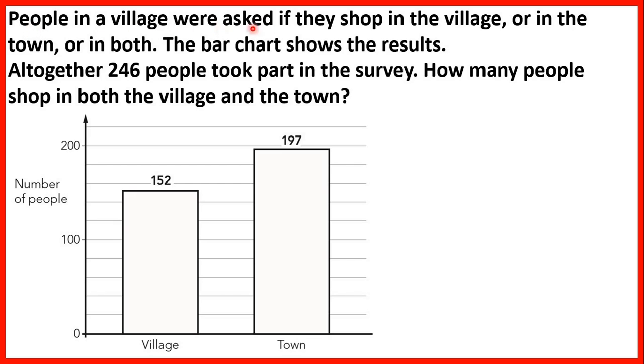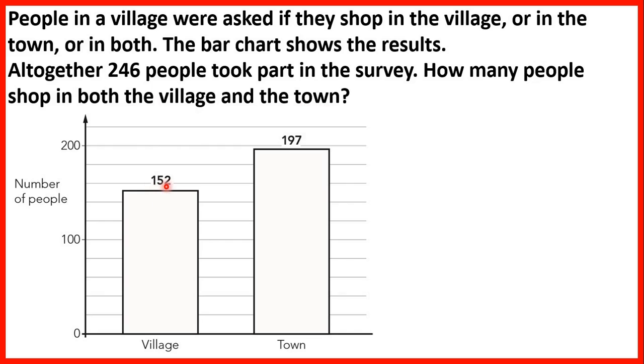People in a village were asked if they shop in the village or in the town or in both. The bar chart shows the results. Altogether, 246 people took part in the survey. How many people shop in both the village and the town?